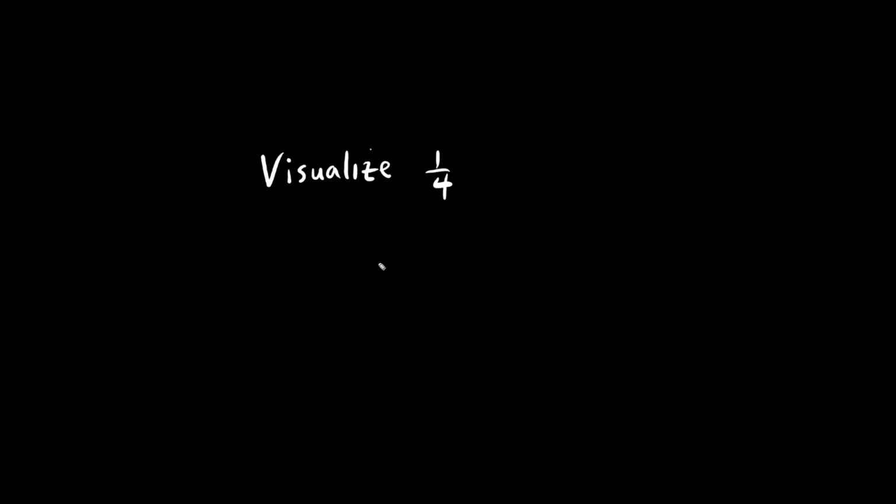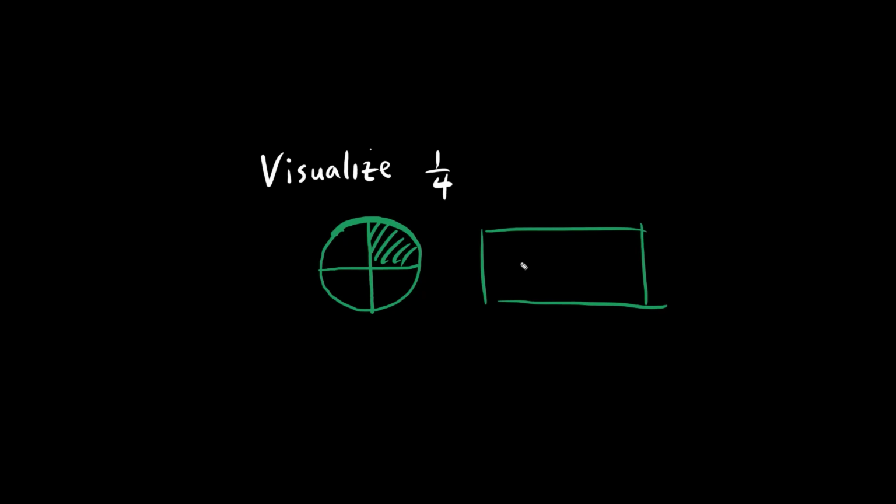Let's visualize 1/4. We could draw a nice pie and cut it into 4 regions. So 1/4 would be this corner here. Another way of doing this is to draw a rectangle. We divide it into 4 parts, and this here would also be 1/4.